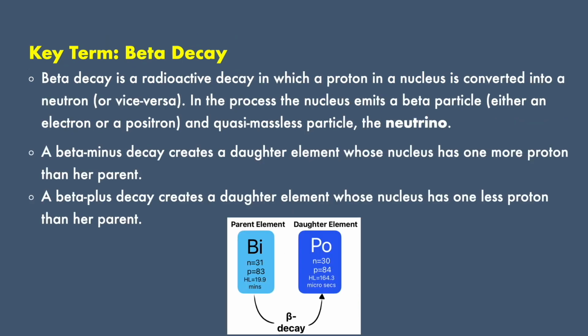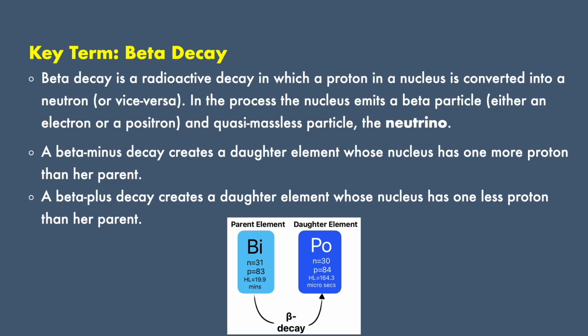Beta decay. Beta decays are of two types, beta minus decay and beta plus decay. A beta minus decay creates a daughter element whose nucleus has one more proton than its parent. It means after a beta minus decay, a radioactive parent will produce a daughter element which is placed at the next position in the periodic table. For example, the radioactive element bismuth creates a daughter element polonium after a beta minus decay.